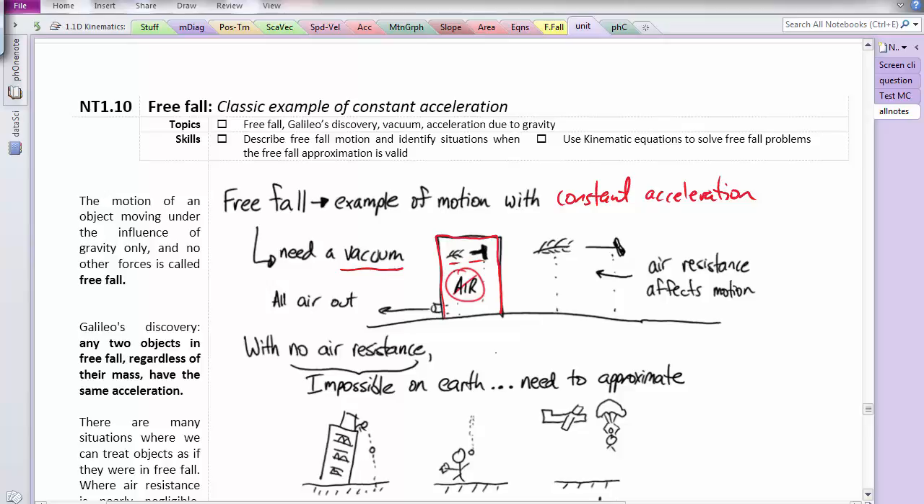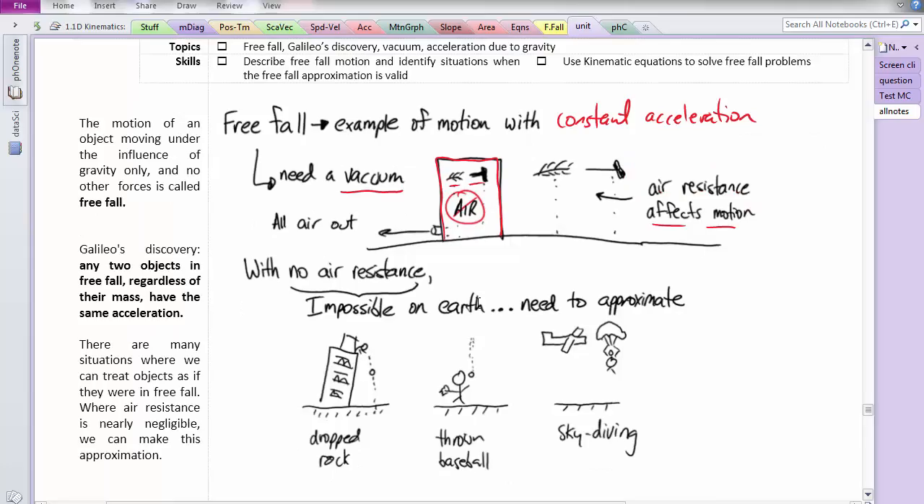Of course, this doesn't happen in reality because there's air resistance, and air resistance affects motion. If you have air resistance, you technically don't have free fall, because it's under the influence of gravity and air resistance. So having this condition for free fall is basically impossible on Earth. But there are a lot of times where we can make the free fall approximation.